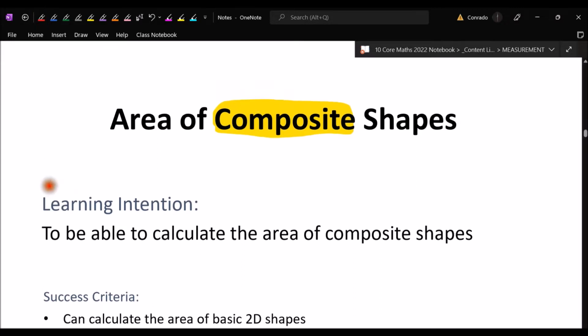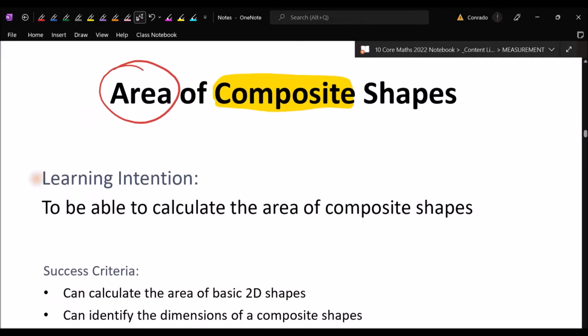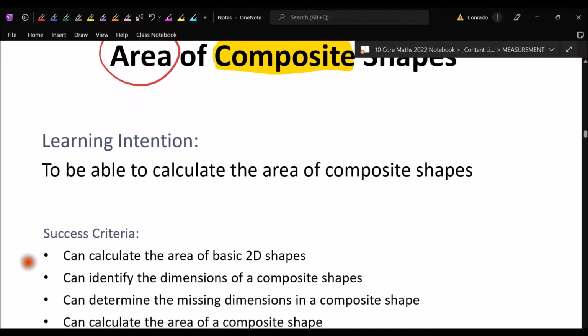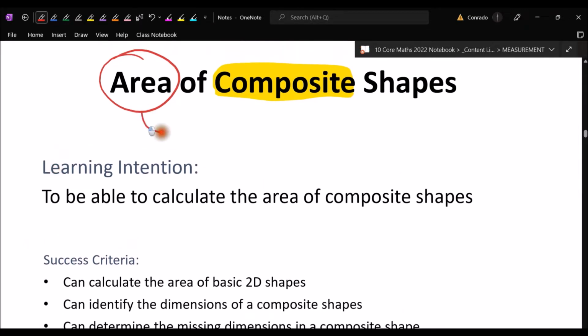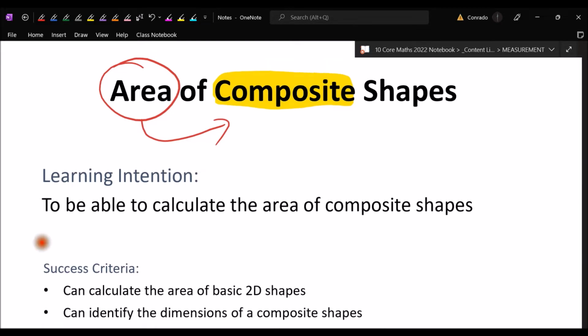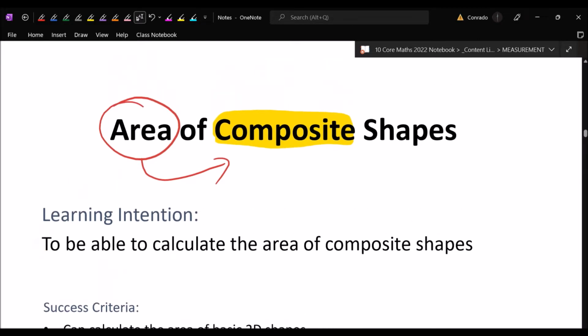Now we're going to focus on area. If you have forgotten what that means, it is basically the space within any 2D shape. So if you put these together, what you're trying to look for is the area of two shapes. That's all this is. If you can find the area of one shape and the area of another shape, and put them together, you're basically finding the area of your composite shapes.